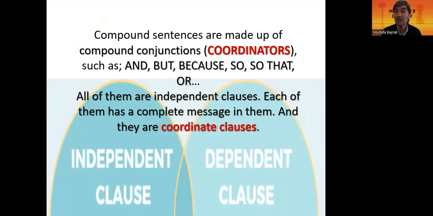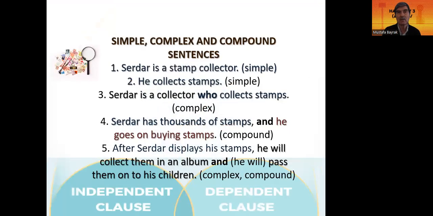Compound sentences are made up of compound conjunctions or coordinators, such as and, but, because, so that, or. All of them are independent clauses. Each of them has a complete message in it, and they are coordinate clauses. They coordinate the simple sentences. Simple, complex, and compound sentences.